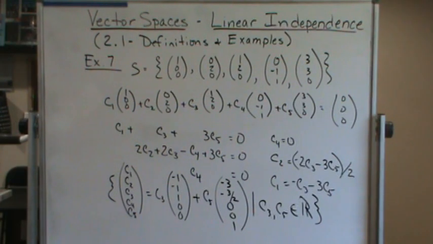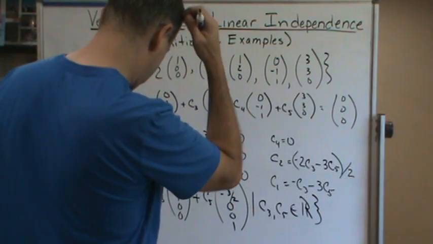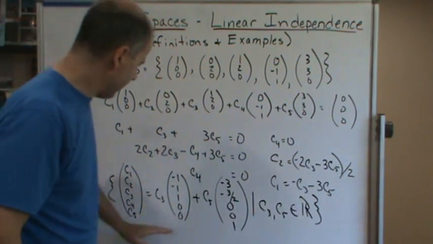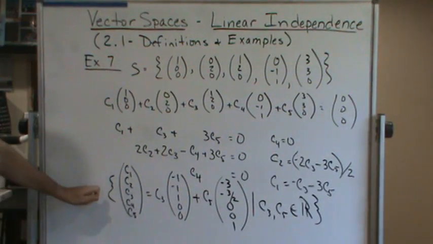Now, if we set C5 equal to 1 and C3 equal to 0, we get a particular case. So let's stop here for a second. We'll pick it up in the next video, but this is where we're at. Now we're going to show that this spans what we're looking for.